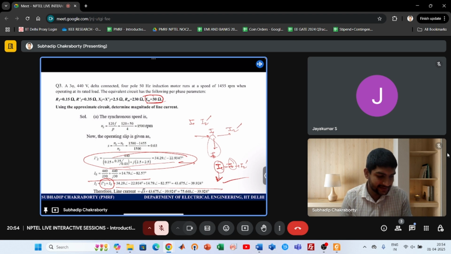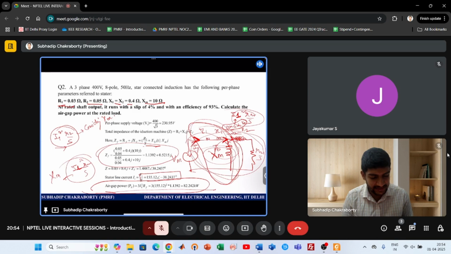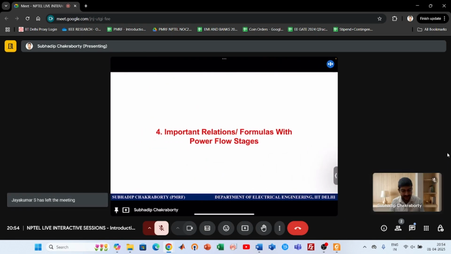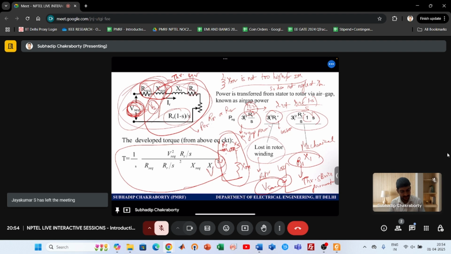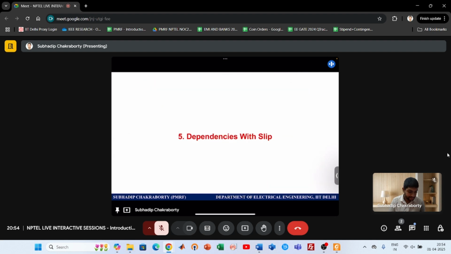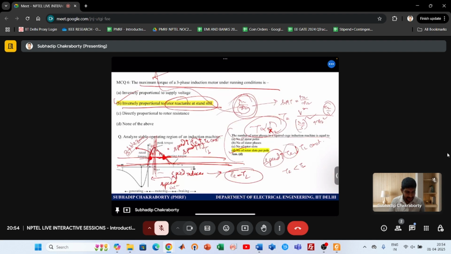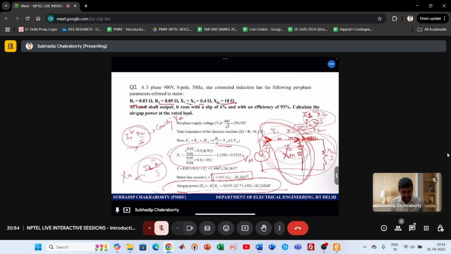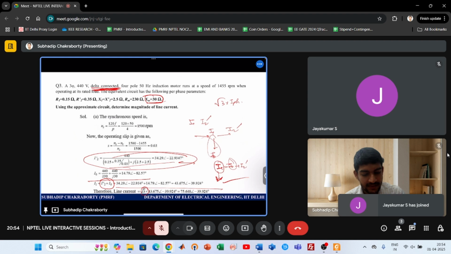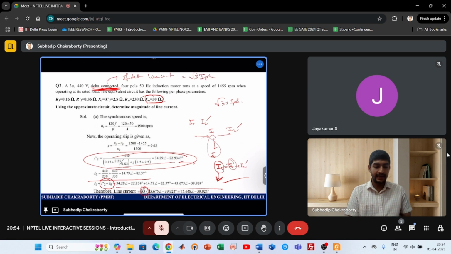Other things you have, so we do per phase analysis, right? So line current should be √3 times I phase if it's delta connected. This circuit was a per phase circuit, right? Equivalent circuit, whatever we discussed, this is a per phase circuit. So if it is star connected, line current and phase current are same. If it is delta, line current is √3 times I phase, so that's why √3, because up to this was per phase analysis.